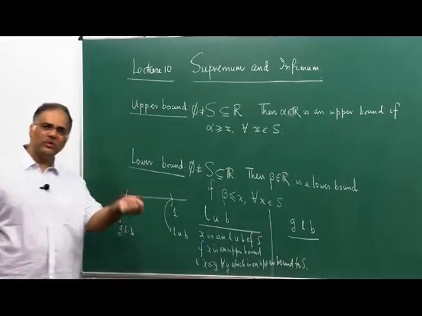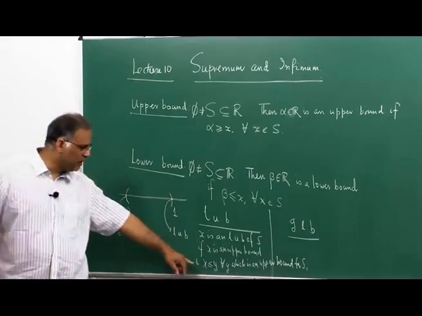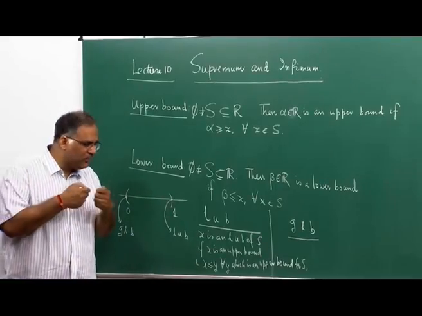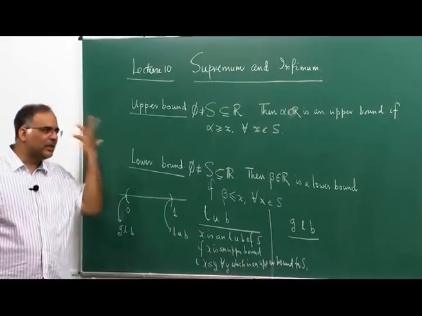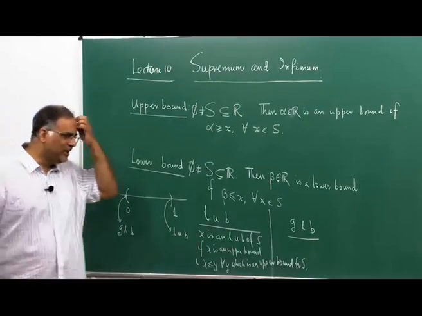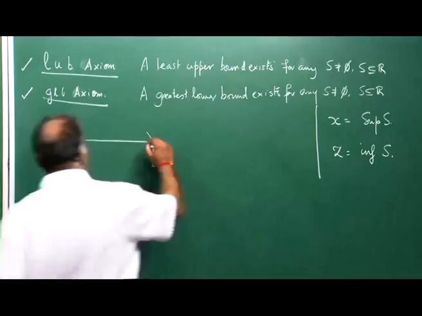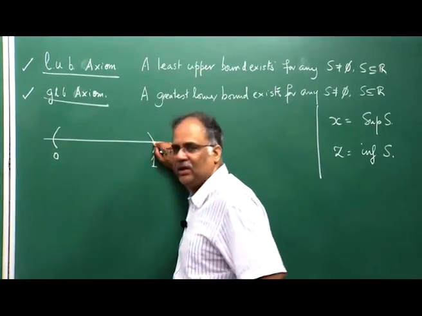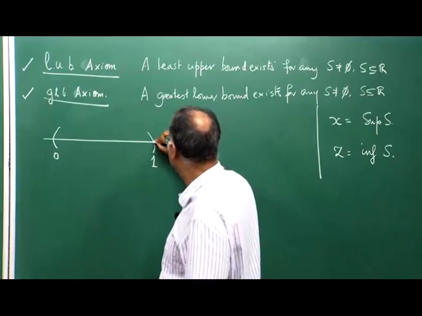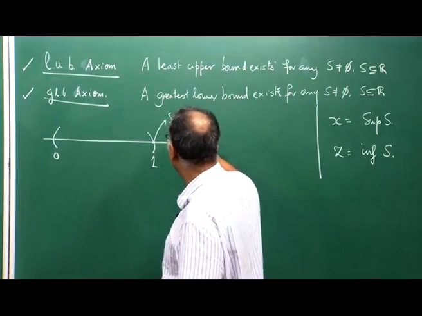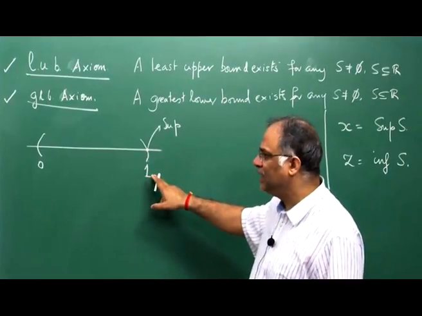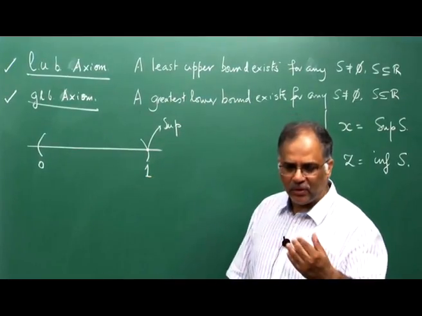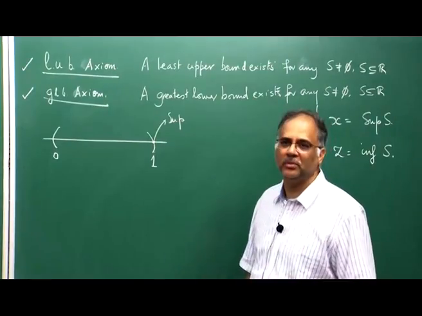That is, any number which is lower than that given number X, it does not matter how much lower, even if it is very slightly less, it cannot be an upper bound. Now, if I am claiming that 1 is the least upper bound, the supremum of the interval 0 1, it means any number which is lower than 1 cannot be an upper bound.